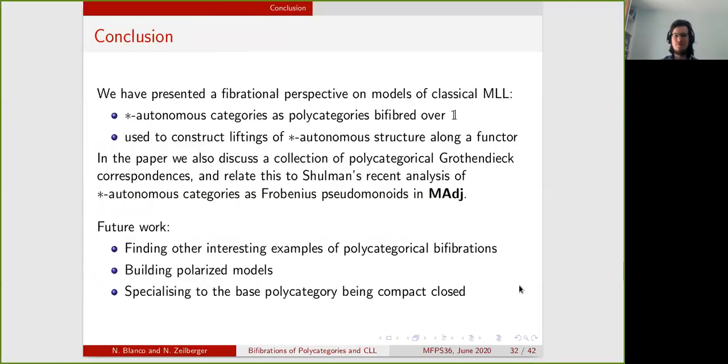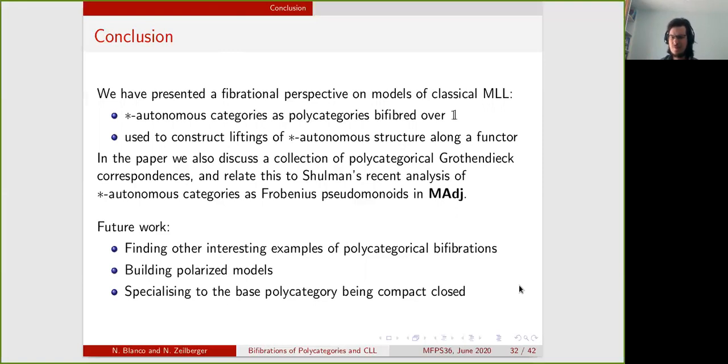Okay, and so to conclude, in this talk, I presented to you a fibrational perspective on models of classical multiplicative linear logic by showing to you that Star-autonomous categories correspond to polycategories that are bifibered over one. And using this perspective, I showed to you how to lift the Star-autonomous structure along a functor if you have a good notion of polymap on your top category and your functor has enough Cartesian polymaps.